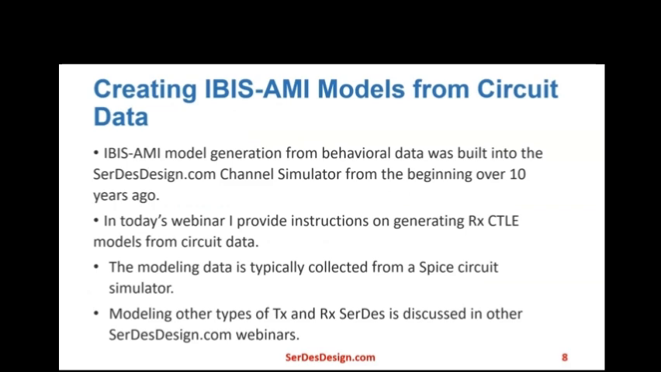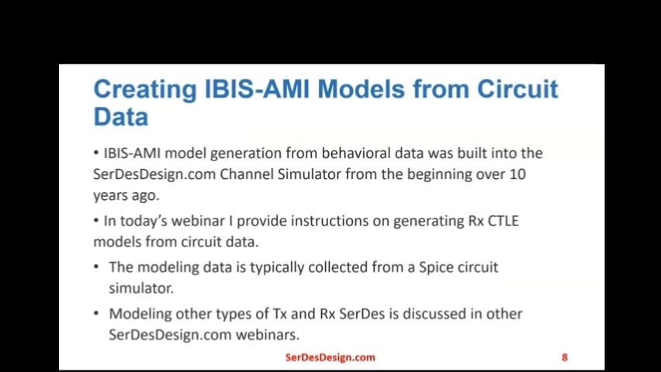Creating IBIS-AMI models from circuit data. IBIS-AMI model generation from behavioral data was built into the SerDesDesign.com channel simulator from the beginning. I've used this process over the past 10 plus years, providing custom IBIS-AMI models to over 40 companies based on the circuit data that are provided to me.